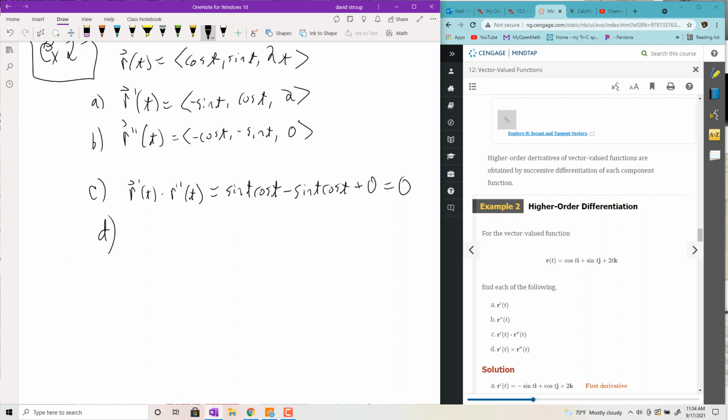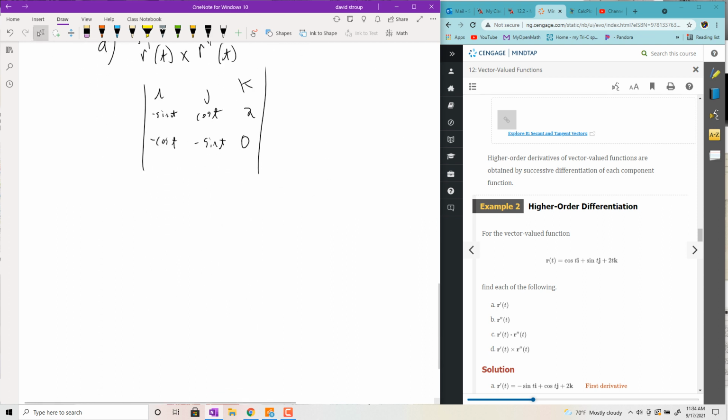Then they want the cross product of the two. And see what happens in that case. So you got your i, j, k. List out the components: negative sine t, cosine t, and 2. Negative cosine t, negative sine t, and 0.